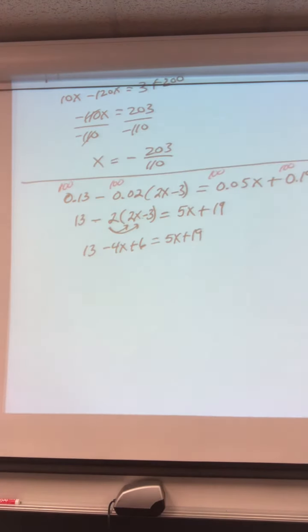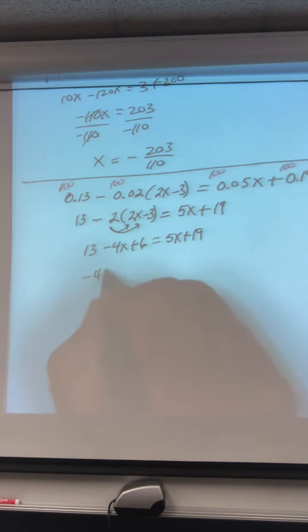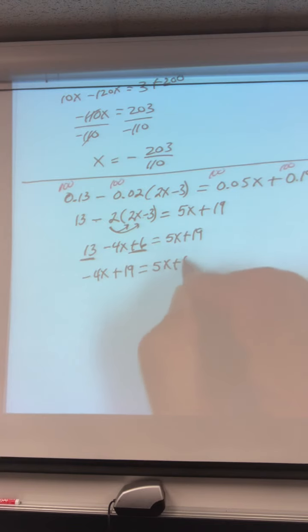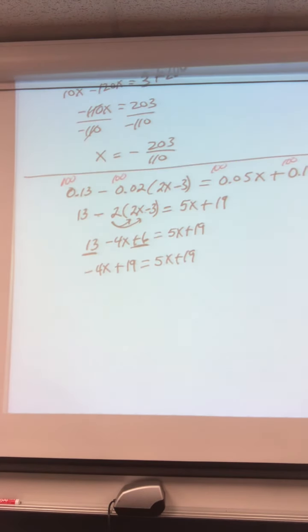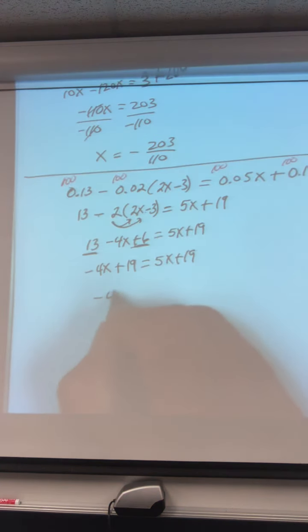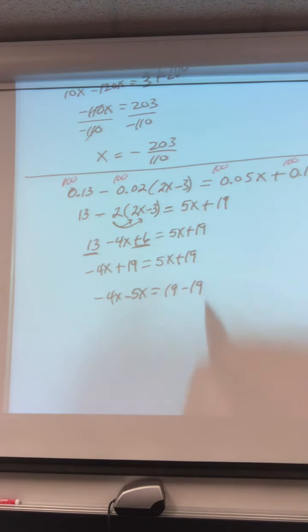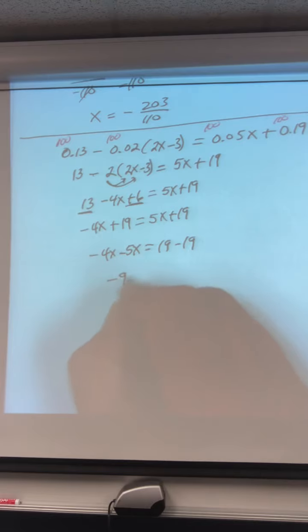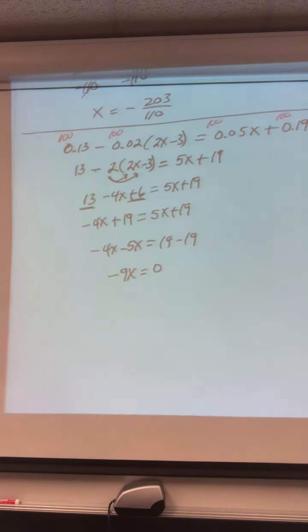Can't do anything to the right side. The left side I can still clean up a little bit. Bring down the negative 4x. I can add these two terms together. 13 plus 6 is 19. Now, I want to get the x's on one side and the numbers on the other. So when I do that, if you do it in one step, this would give me negative 9x equals 0.